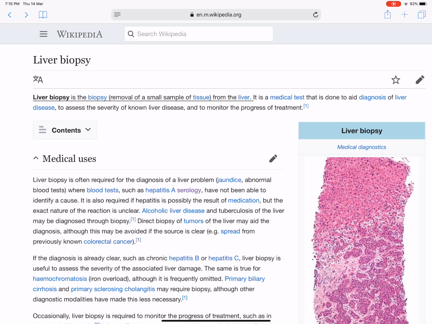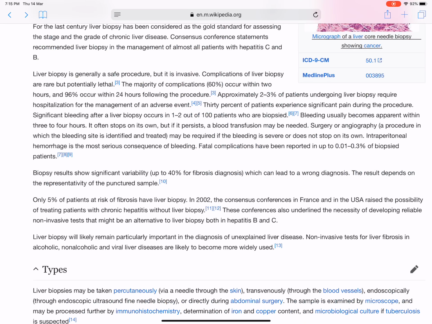Liver biopsy is the biopsy, removal of a small sample of tissue from the liver. It is a medical test that is done to aid diagnosis of liver disease, to assess the severity of known liver disease, and to monitor the progress of treatment. Liver biopsy medical diagnostics. Micrograph of a liver core needle biopsy showing cancer. ICD-9-CM 50.1. MedlinePlus 003895.